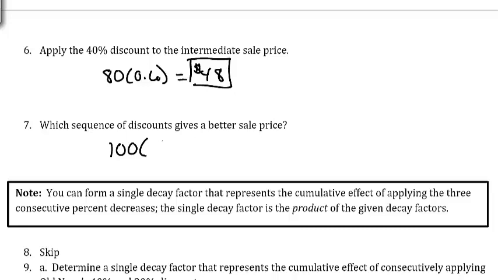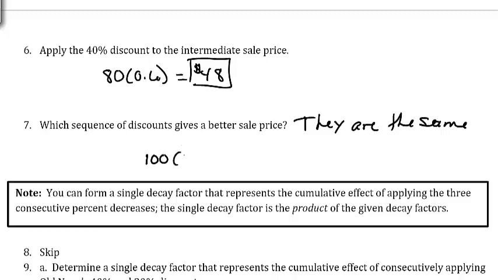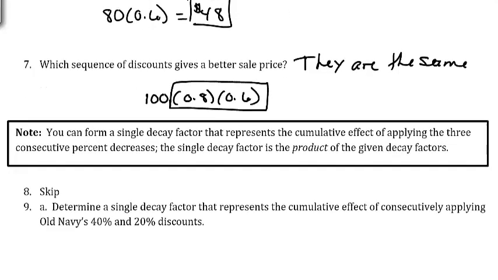And so this one is to write a sequence that gives us the sale price. In number 7, which sequence of discounts gives a better price, and they are the same. So mathematically, the reason that they're the same is if you take 100 times 0.8 times 0.6, it doesn't matter what order you do this multiplication in, you'll still end up getting the same result.